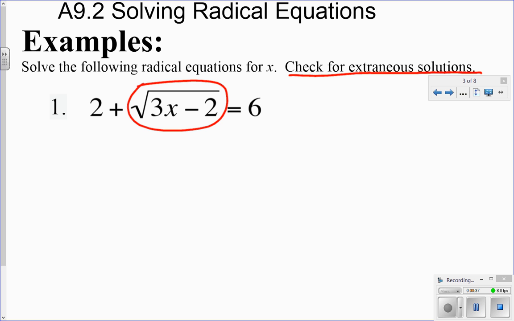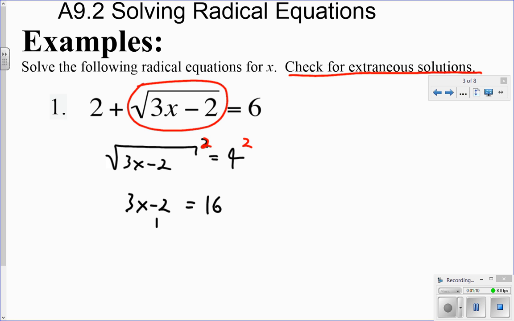So get that by itself on one side. For this one, I'm going to have to subtract 2 on both sides. So after I do so, I get the square root of 3x minus 2 is equal to 4. Now that I have it isolated, to undo a square root, I'm going to square both sides. So I'm going to square this, and I'm going to square this. And then here I get 3x minus 2 is equal to 16.